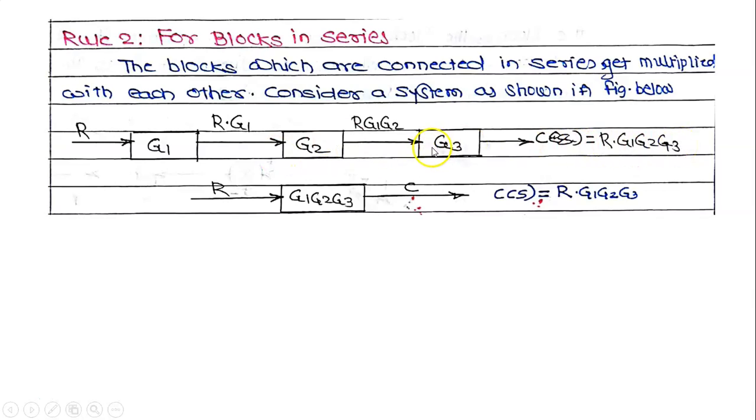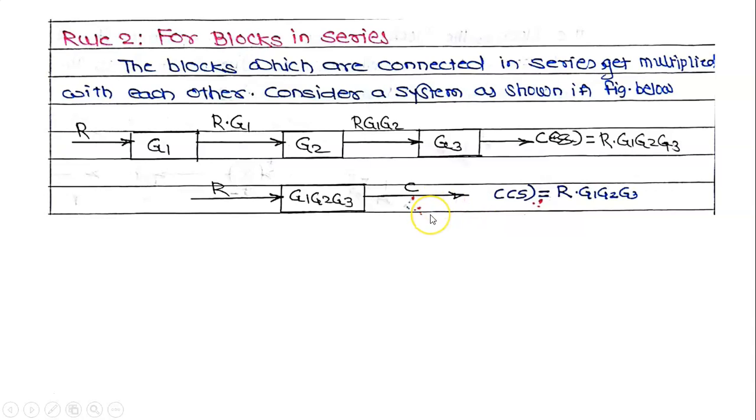Therefore when the blocks are in series, these blocks get multiplied with each other, and the resultant block diagram is shown here. This input R is there, then this single block is there having its transfer function G1 into G2 into G3, and this control output C is there. Therefore control output C(s) is equal to R into G1 G2 G3. That is, when the blocks are connected in series, these blocks get multiplied with each other.